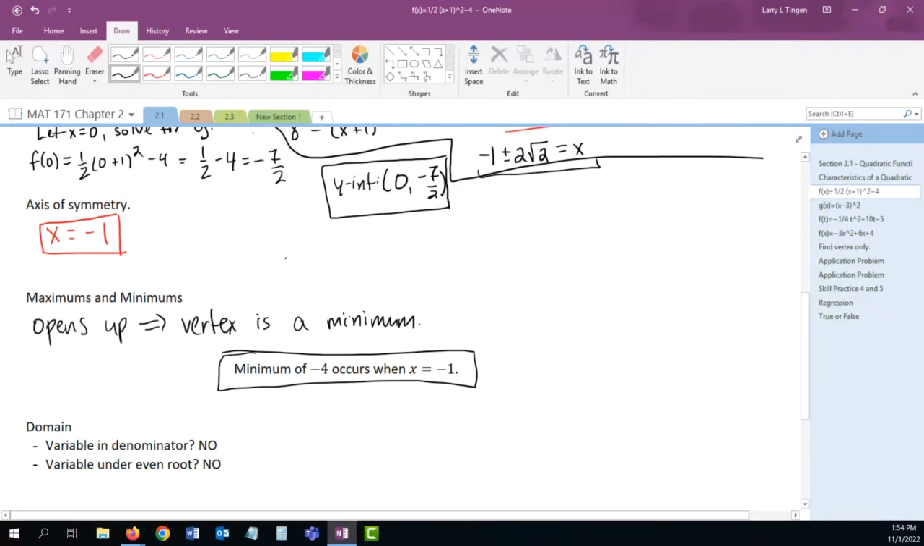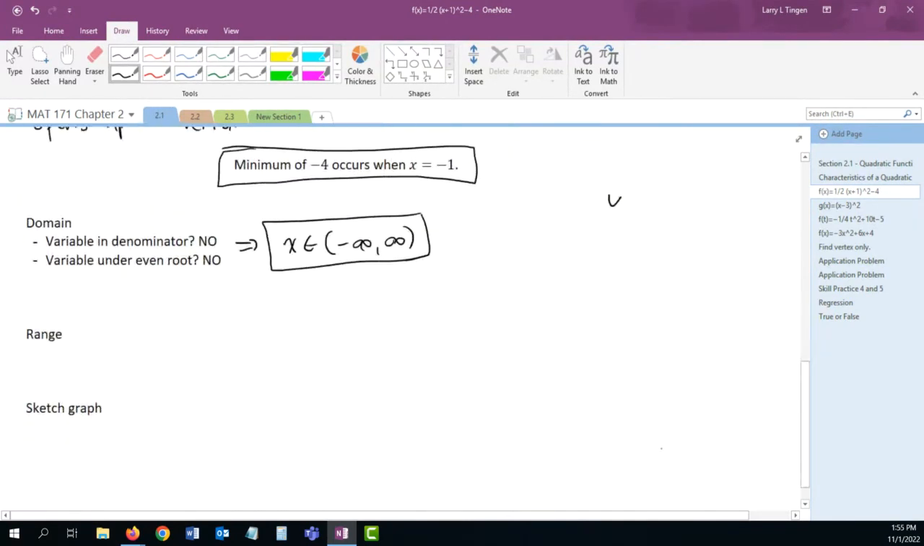I keep grabbing the wrong pen, that's why this isn't working. There we go. If the answer to both these questions is no, then the domain is all real numbers. How do I write that in interval notation? -infinity to infinity. Now, the range. We have not been asked about the range before. Okay? What is the range? That's all the possible y values.